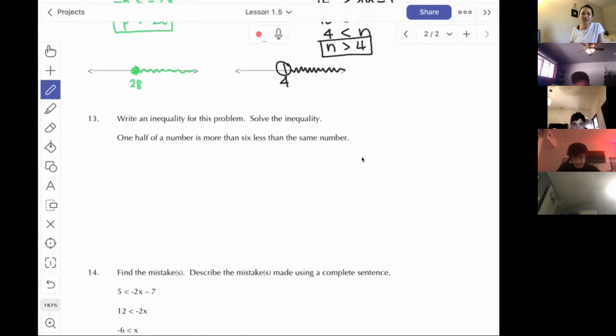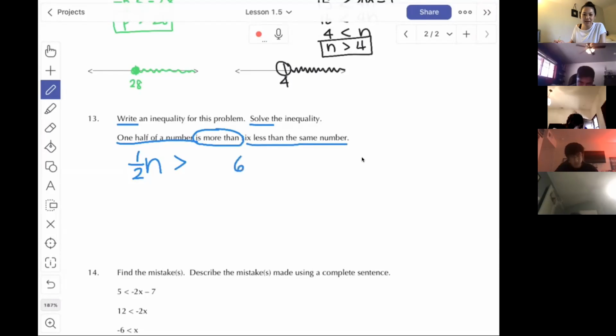Okay, number 13, we're going to translate this. Write an inequality for this problem and then solve. All right, so I'm going to write the inequality first, and then I'm going to solve it. So 1/2 of a number, so that's 1/2 times a number, is more than 6 less than the same number. So I know 6 less than means -6 at the end, and the same number, n. All right, so that is the translation.